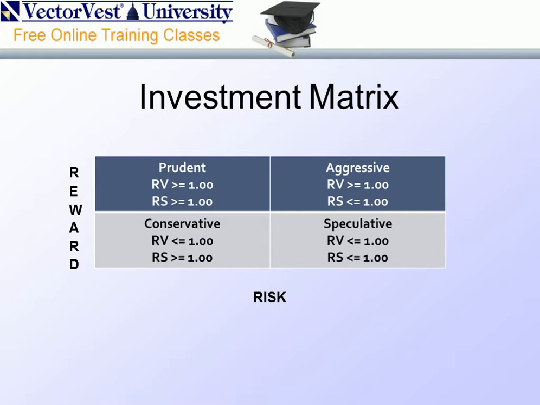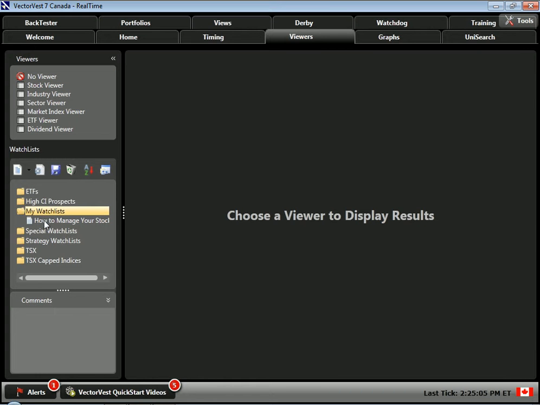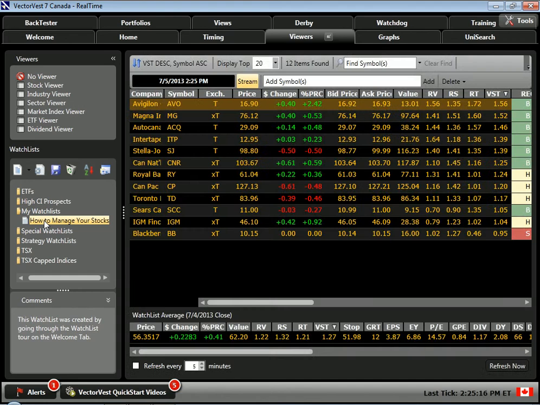And so if you remember from Kathy's talk, let's go back to the program. On the Viewers tab, we'll come down to Watch Lists, and remember we were in the My Watch List folder, How to Manage Your Stocks. And so if we look at our RV and RS values, they're both well above 1. This is a very prudent watch list of stocks.